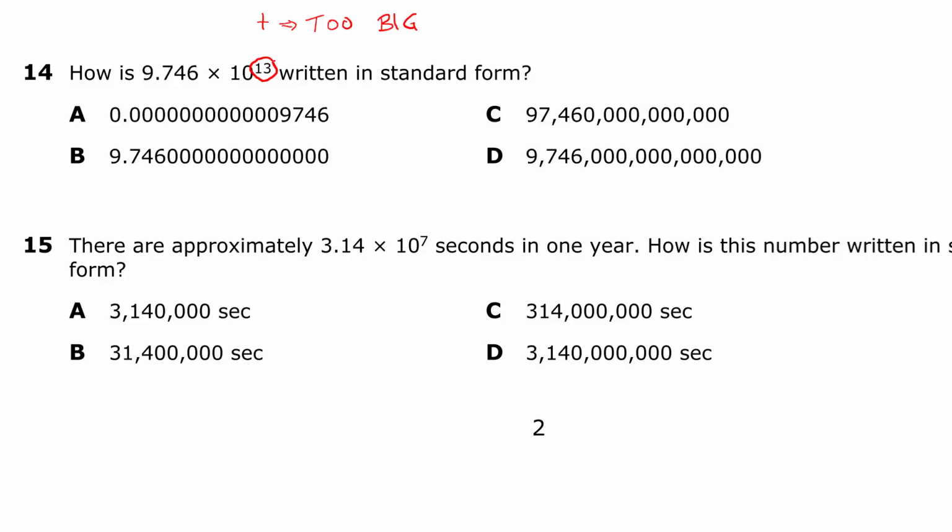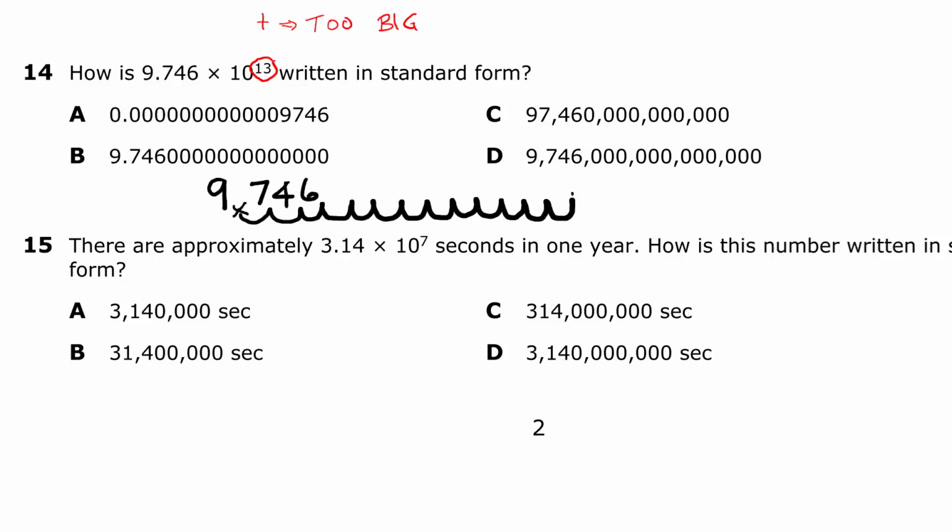So let me write this number down, 9.746. Now I will move the point 13 times to the right. Let's count. 1, 2, 3, 4, 5, 6, 7, 8, 9, 10, 11, 12, 13. So the point is going to be here, not there anymore.